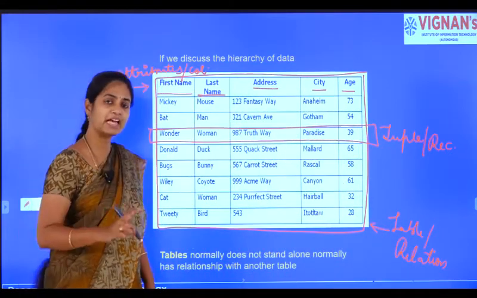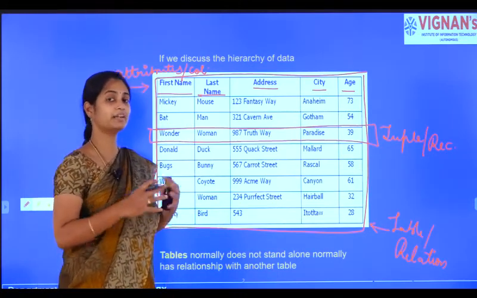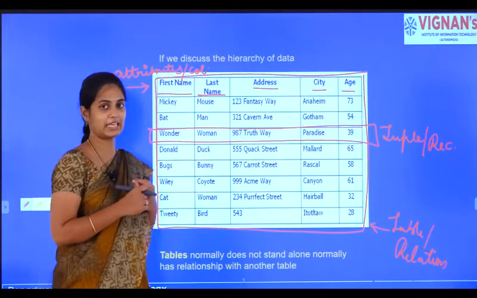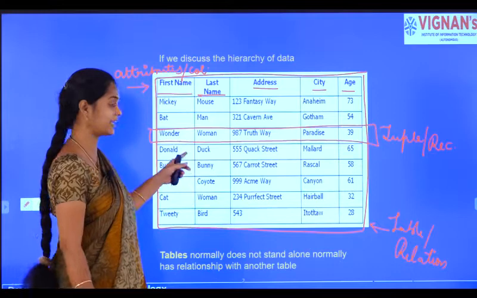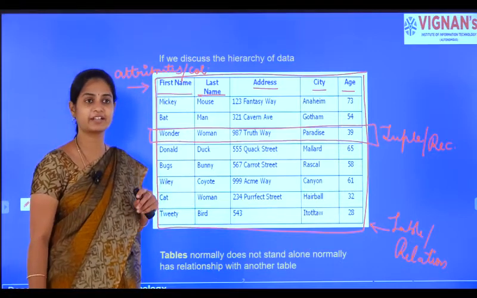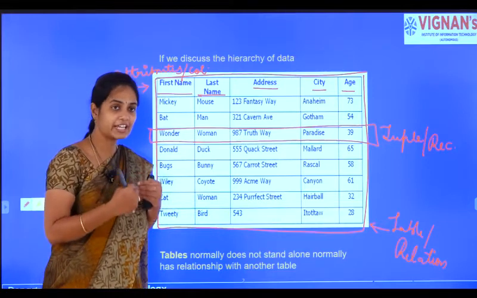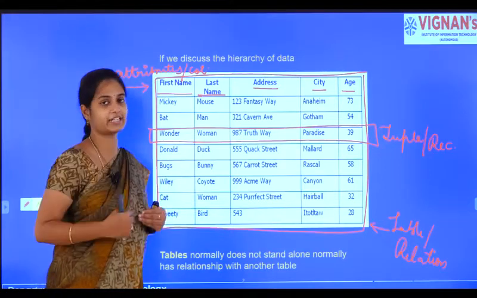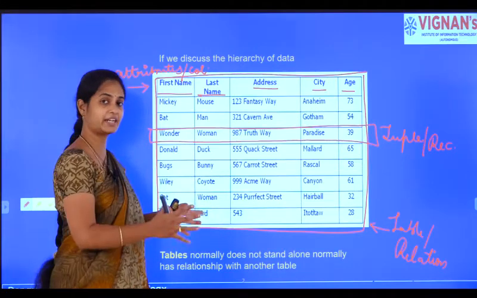So here I have a question. Do we have only one table in the database, or will multiple tables exist in the database? Yes. Never will a single table exist in the database. It is not standalone. Always when we are creating data or pushing data into the database, we will create multiple tables in the database.